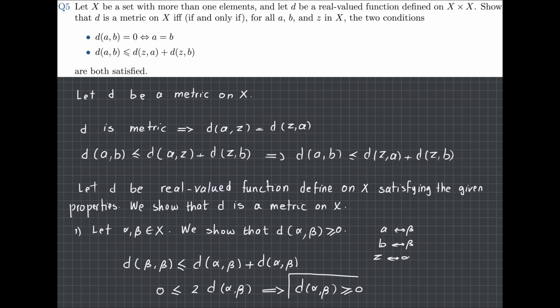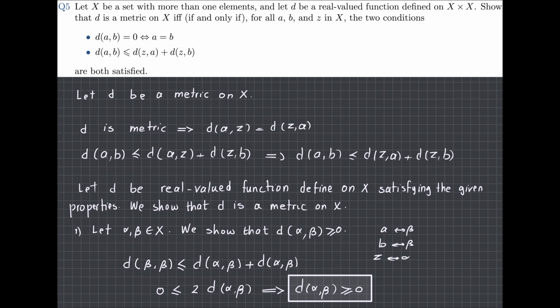So I was able to show that for any choice of alpha and beta in X, the distance D of alpha and beta is greater than or equal to 0. So that's one of the conditions. Of course, the second condition for being a metric is exactly this one. So this is automatically satisfied based on my assumption.